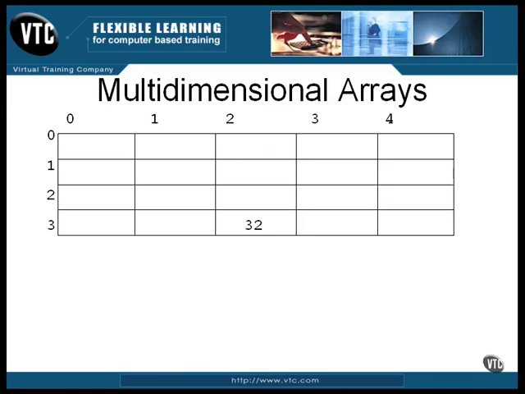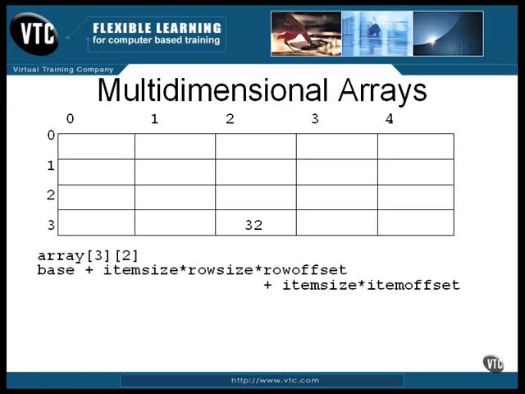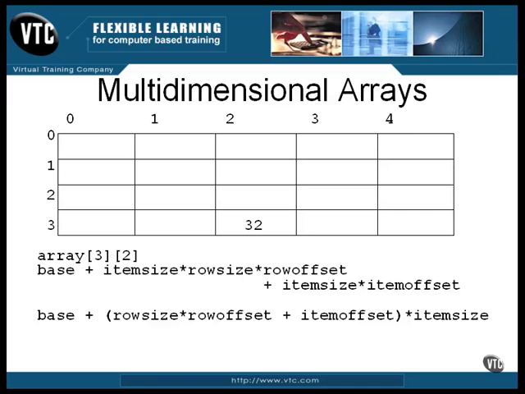Okay, let's go a bit further. Say you want to address the middle member of the bottom row. In C, it would be addressed this way. In assembler, there is a bit more work to do. You calculate the address this way. Or another way to write the same thing is like this.